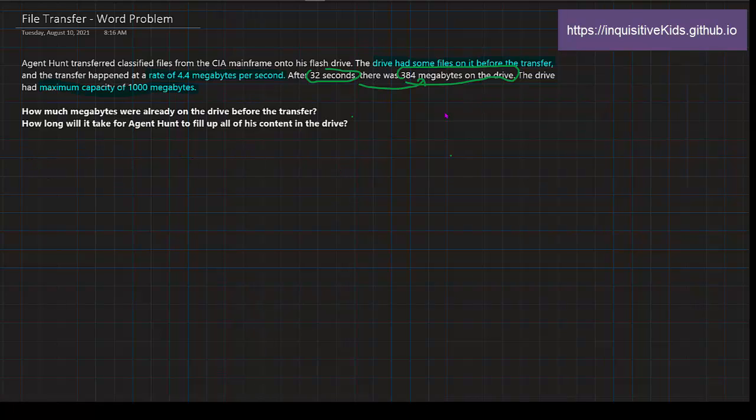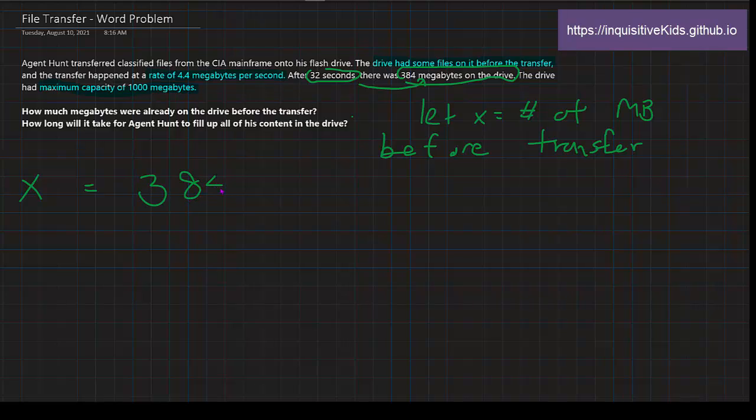So we can give that the variable x. I'll write let x equal the number of megabytes, I'll write MB for megabytes, before transfer. So x would be on one side of the equation, and on the other side we'll write the formula of how to solve for x. How can we find x? First, we take the whole, in this case, 384, because we know that x has to be part of 384. And to solve for x, we need to subtract 4.4 times 32.